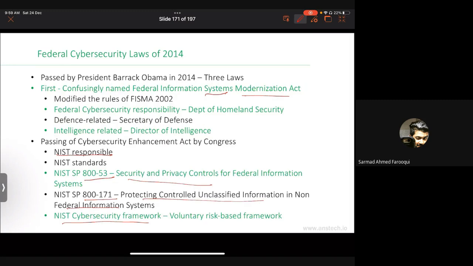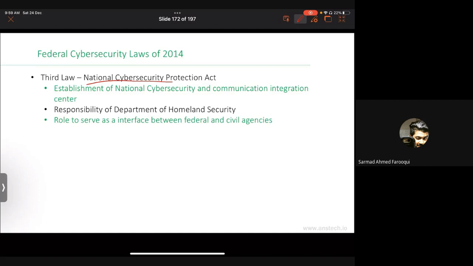So there were three laws. The first law was that defense and intelligence related systems will be dealt with by their respective departments, and federal cybersecurity is the responsibility of Homeland Security. Second was NIST being responsible for all standard implementation. And third was the National Cybersecurity Protection Act, under which the Department of Homeland Security was responsible for any national cybersecurity aspect, and they were supposed to create an integration center. For any cybersecurity related collaboration required, the Department of Homeland Security was supposed to establish a National Cybersecurity and Communications Integration Center, which would act as an interface for all federal and civil agencies to share cybersecurity related issues.